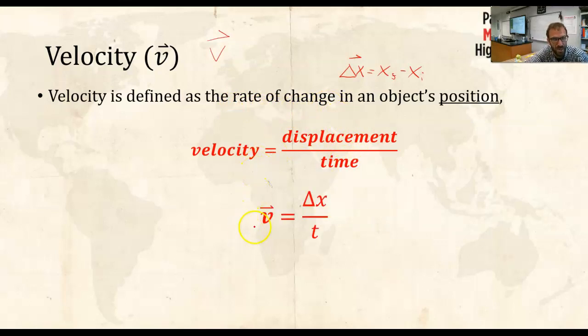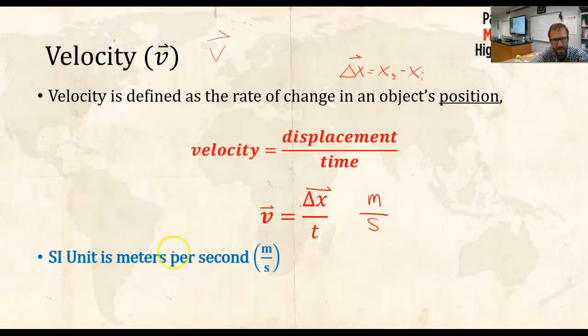So the equation I want you to write down is this one. V with a little vector arrow is equal to delta x with a vector arrow that I forgot to include over t. Displacement over time. Now, a couple of other things. We need to know that it has a unit, and bearing in mind that in physics we are always going to be measuring distance and displacement in meters, and we are always going to be measuring time in seconds, then I can tell you that the SI unit we're always going to use is meters per second, because again, delta x is meters, time is seconds.